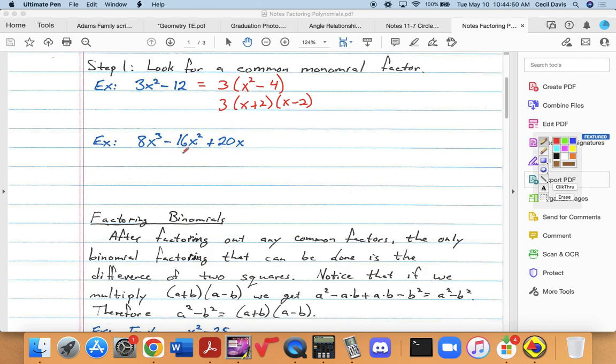All right, what could we factor out of this? 4. And? 2. X. And an x. So 8x cubed divided by 4x is 2x squared. 16x squared divided by 4x is 4x. And 20x divided by 4x is 5. 20 divided by 4 is not 10. Indeed.